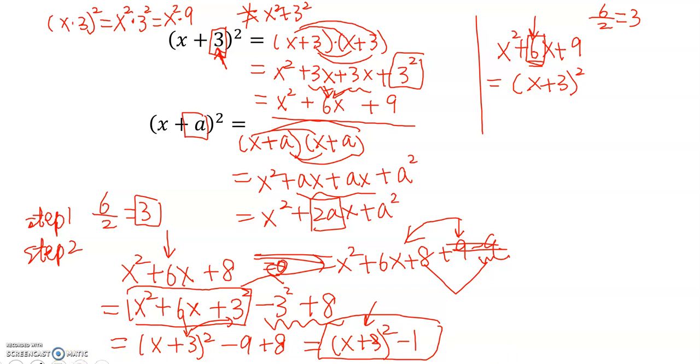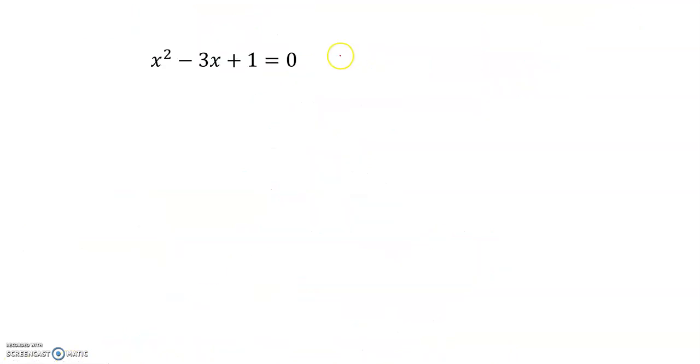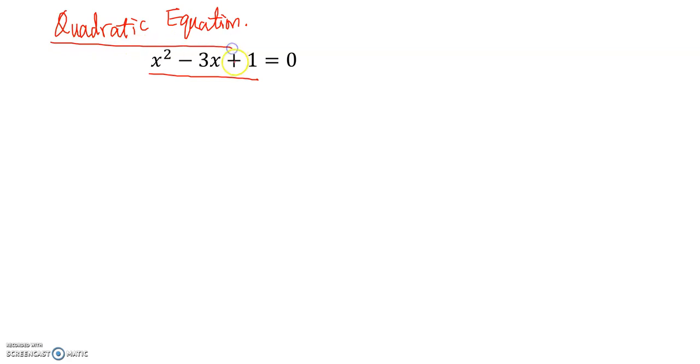So now we're going to look at an example to show how to use this process to solve a quadratic equation. If this trinomial is factorable, we could use factoring to solve it. But unfortunately, this one is not factorable, and we have to use a different way.